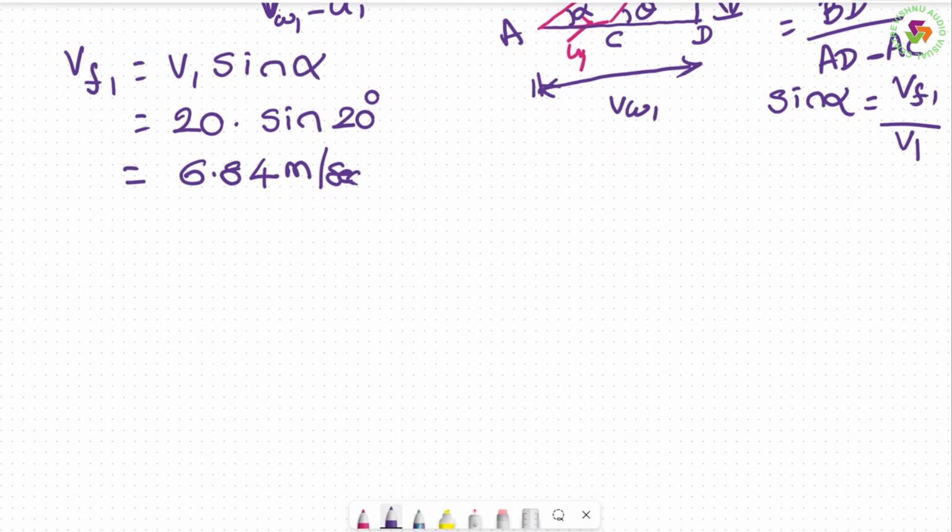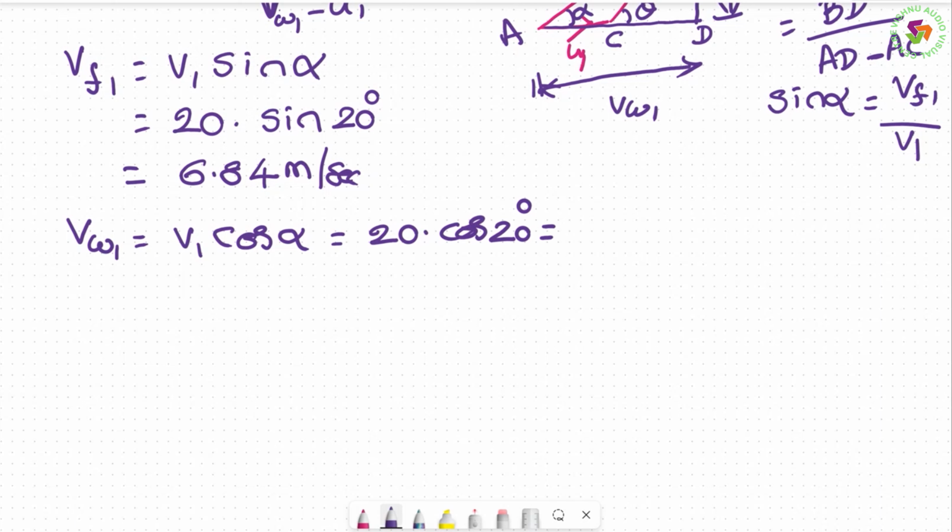Then next, after the completion of this, the next one for me is what is VW1? VW1 is nothing but the horizontal component of V1, that is V1 cos alpha, which is equal to 20 into cos 20 degrees. So VW1 is equal to 18.794 meters per second. Already U1 is given as 10 meters per second.